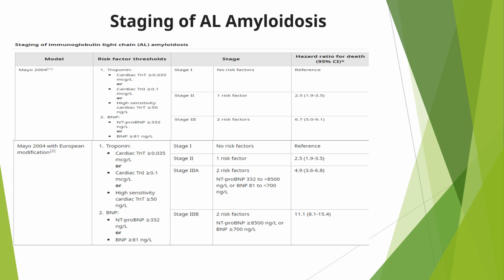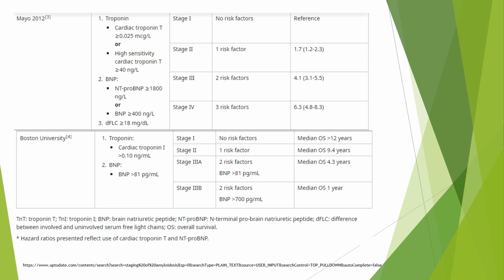I will be discussing in detail the Mayo 2012 model, which is the most recent. As you can see, there are troponin levels, which are denoted by cardiac troponin T level more than 0.025 micrograms per liter, or if it's the higher sensitivity cardiac troponin T, more than 40. Then there are brain natriuretic peptides, with a reference range of BNP more than 400 and NT-proBNP more than 1800 nanograms per liter. And the third criterion that they've added in the Mayo 2012 model is the difference between the involved and the uninvolved serum free light chains, which is more than 18 milligrams per deciliter as a reference range.